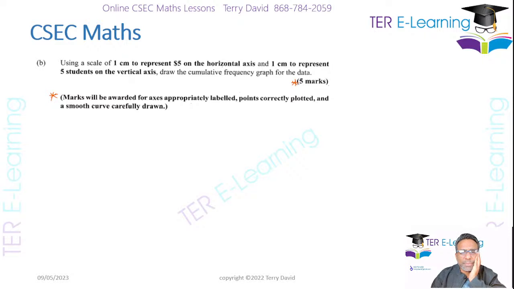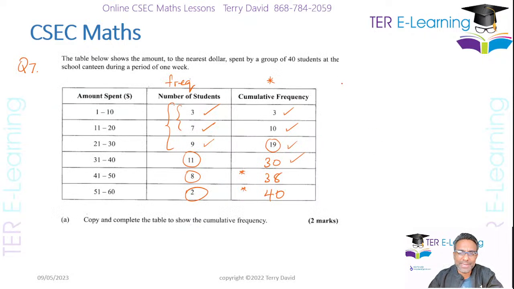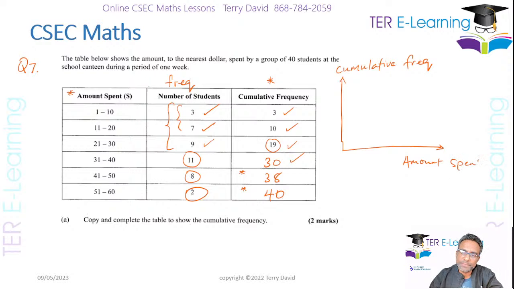Now, before you draw any graph, you should try to understand exactly what you are drawing. So we know here has to be cumulative frequency, and your amount of money spent has to be here, so amount spent in dollars. Now, just look at the numbers. We're going from 1 to 10, and we're going right up to 60. So this is 0 here.